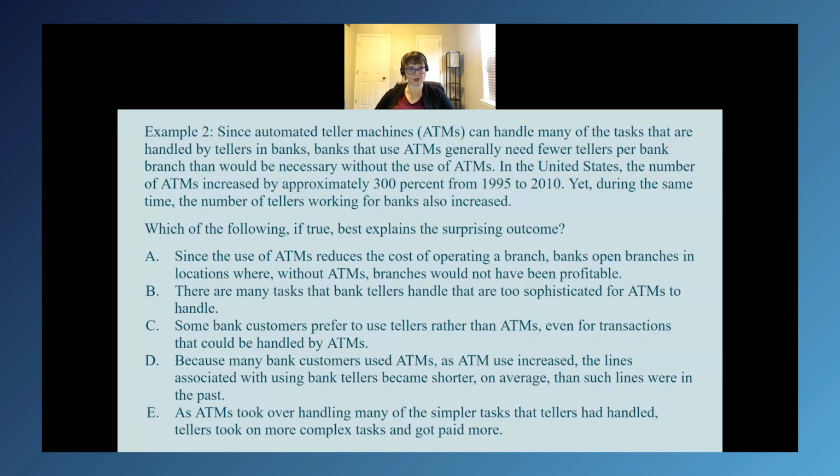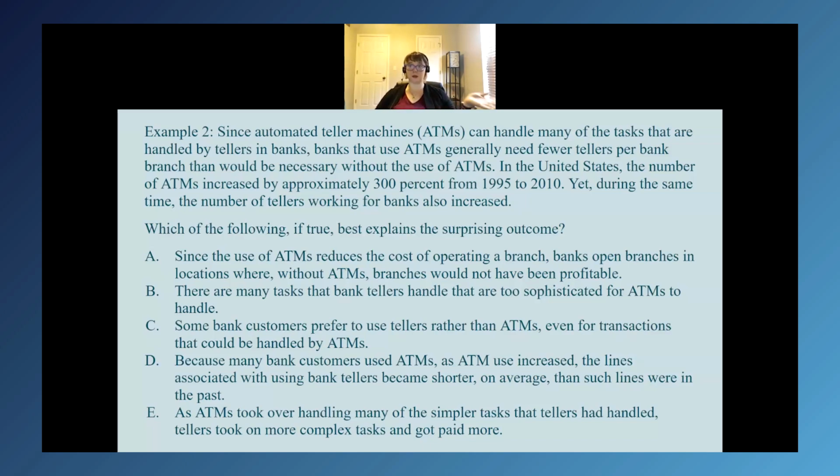So that one can be true, but it does not necessarily explain the increase in tellers working. And the other one, E. As ATMs took over handling many of the simpler tasks that tellers had handled, tellers took on more complex tasks and got paid more. Same sort of deal. That could explain a level number of tellers, because perhaps they just restructured the job and gave them more complex tasks and the ATMs took over simpler tasks, but it doesn't explain why there was an increase in tellers.